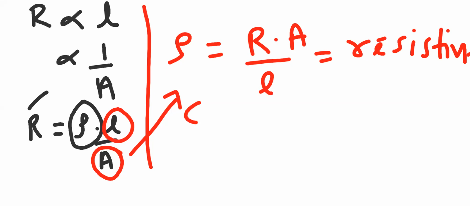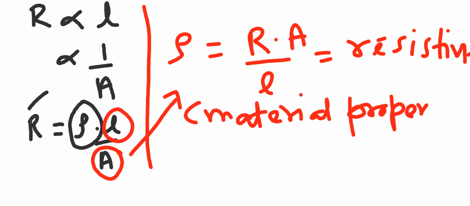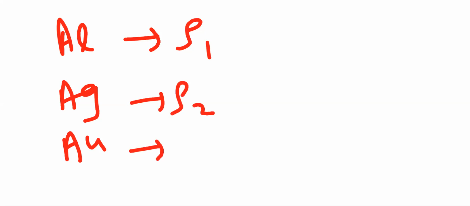I call this a material property. What does that mean? Every material has its own value of rho. For example, you have aluminum, silver, and gold. The resistivity of each will be different. The resistivity of silver will be different, and the resistivity of gold will be different. This is a material property, and each value of rho is a standard value that is provided in the data sheet.